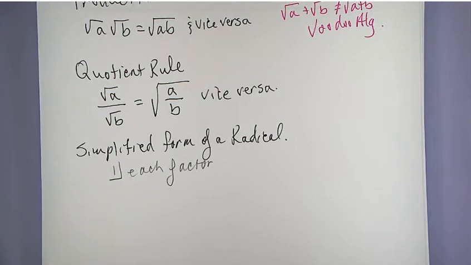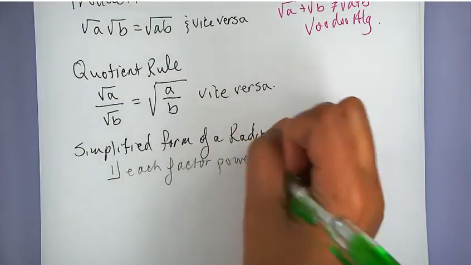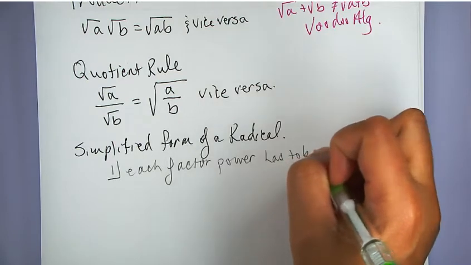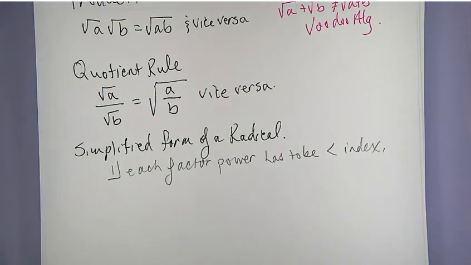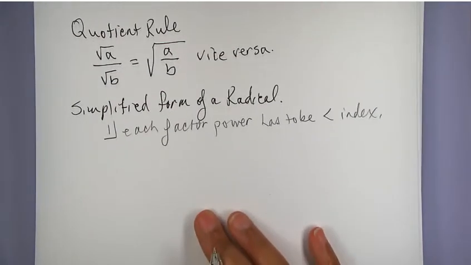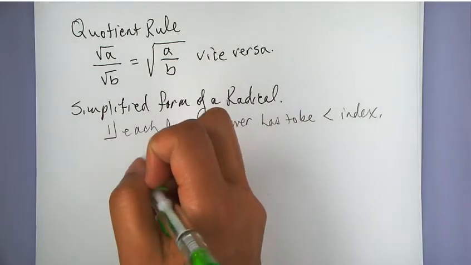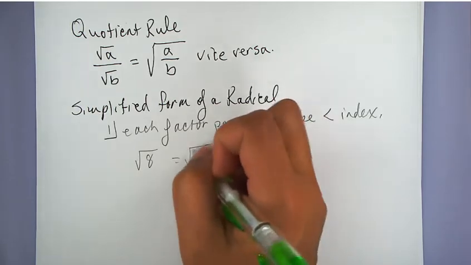Each factor's power has to be less than the index. So any variable underneath or any number, the power has to be less than the index. If you have a square root and you end up with a number under there that's 8, you know that 8 is 2 to the third. That power is not less than the index. If I end up with the square root of 8, we find that we end up with the square root of 2 to the third. This power is not less than the index, which would be a 2 there, so it's not simplified. So keep in mind what we mean by simplified.